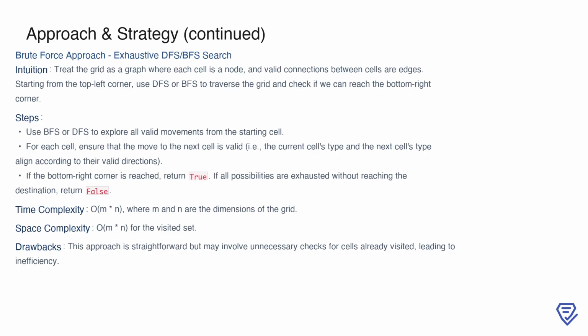Using DFS or BFS, we systematically traverse the grid, ensuring that each movement between cells satisfies the rules defined by their types. While this approach is simple and intuitive, it can become inefficient, especially for larger grids, as it may repeatedly check cells that have already been visited. This leads to a time complexity of O(m*n) and a space complexity of O(m*n) to keep track of visited cells. However, this method's primary drawback is its inefficiency due to redundant checks, which we aim to address in optimized solutions.